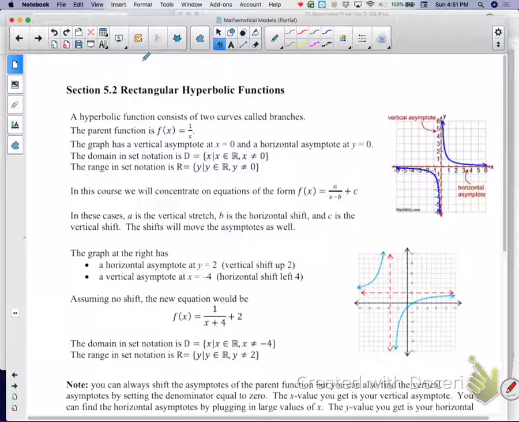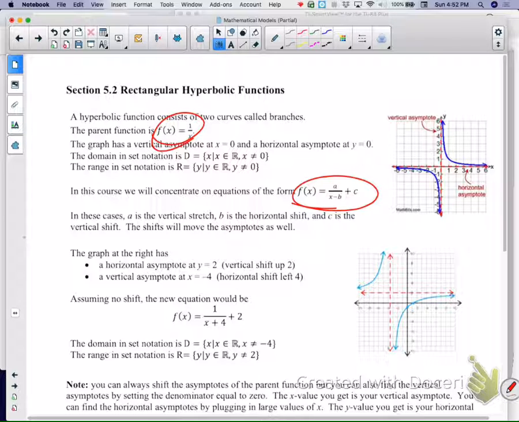So in this course, we're going to concentrate on equations that are of this form right here, which essentially means that we can do a transformation to our parent function. So the A is a vertical stretch. You're multiplying that fraction times a number, essentially. That's going to stretch the graph vertically. B is a horizontal shift. So just like we talked about before, that's going to move the graph in a little bit of a different way than what you would think. We'll talk more about that in a minute. And then the plus C is going to move the graph vertically. It also shifts the asymptotes.